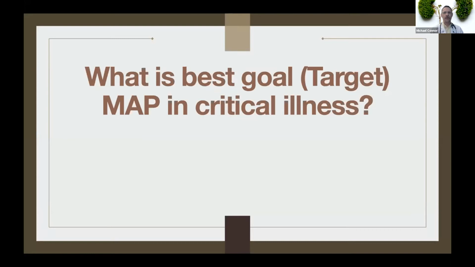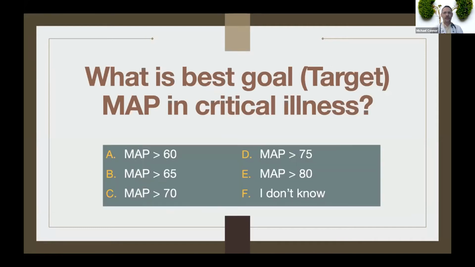So let's start out with a question for everybody. Obviously, we're not going to be able to poll people here, but if you can think in your own mind, what is the best target? What is the best goal MAP in critical illness? Do you want to be a MAP of greater than 60, greater than 65, greater than 70, greater than 75, or greater than 80? I probably fall into the category of I don't know a lot, but think about this question as we go through this talk.